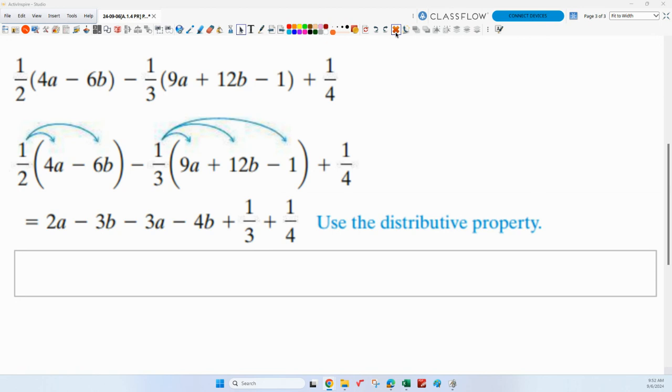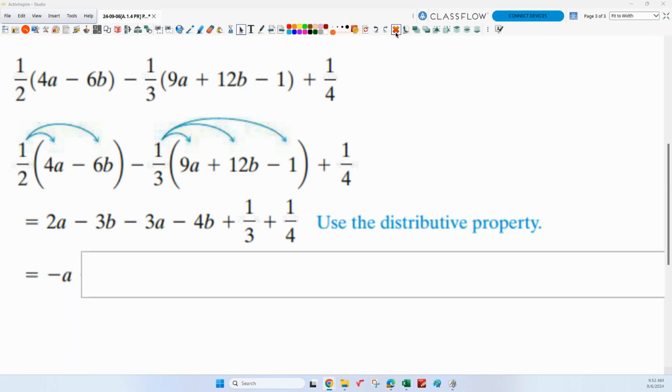Combine like terms. So we can combine the a's. What's 2a minus 3a, everybody? -1a. How would we write that? Just -a. We wouldn't put the 1 out there, would we? So we get -a. How about the b's? -7b, I like it. And then finally we've got the 1/3 plus 1/4.